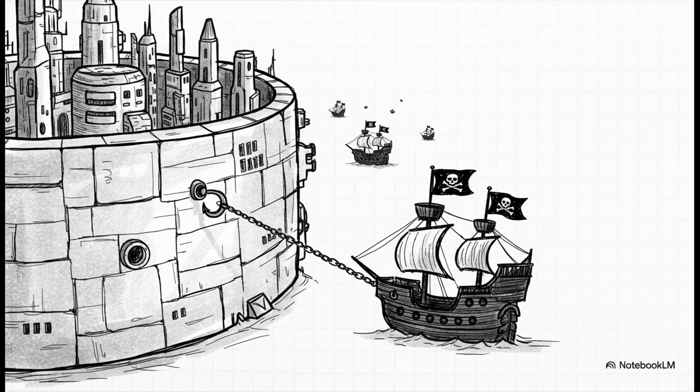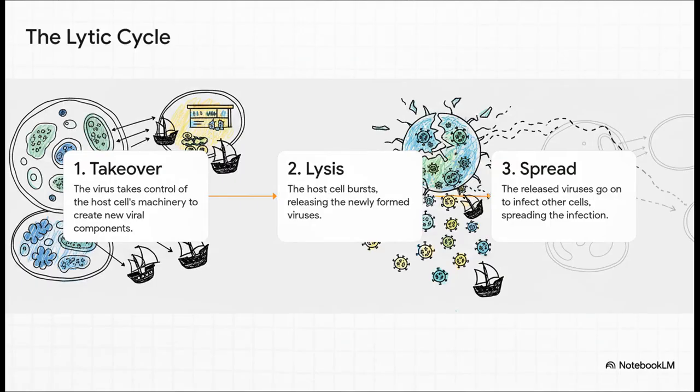Viruses are the ultimate parasites. The best way to think of them is as biological pirates. They carry no machinery of their own to build anything or to generate energy. To make more of themselves, they absolutely have to invade a host cell and hijack its machinery to do all the work for them. And this hostile takeover process, it's called the lytic cycle.